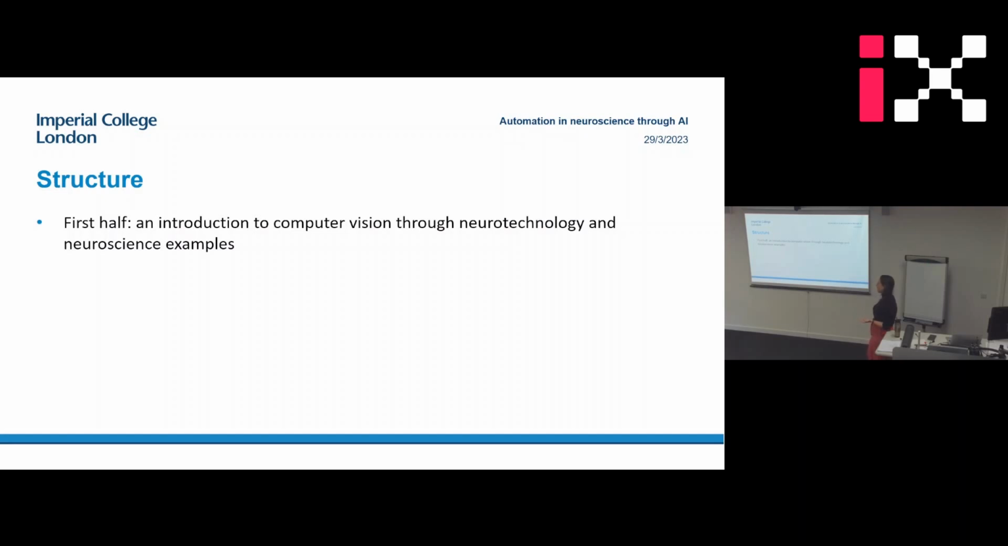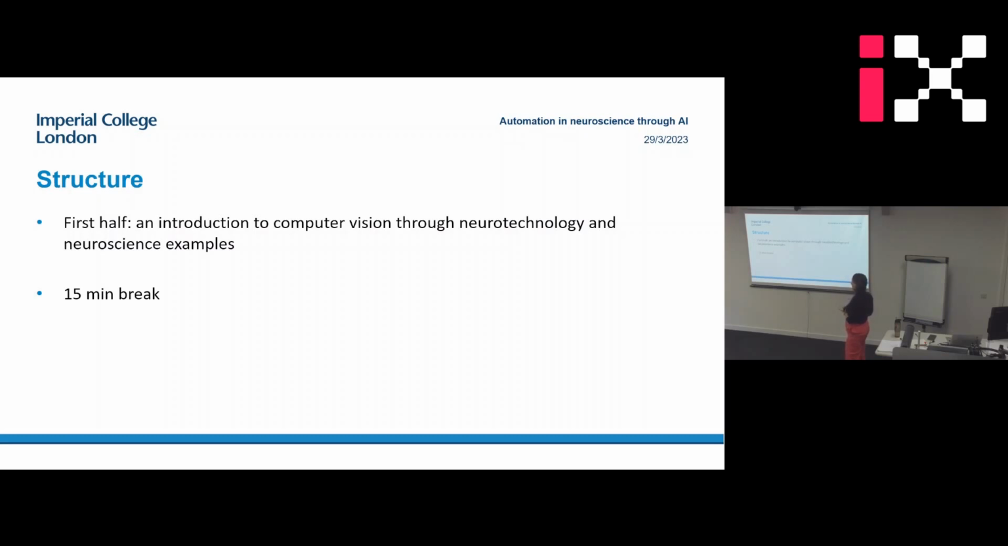So the first half of this lecture, I'm going to be talking about basically the basics of computer vision. So we're going to see the main classical networks, and we're going to try to see intuitions of how they work, these networks. And we're going to see them through examples in neuroscience and neurotechnology.